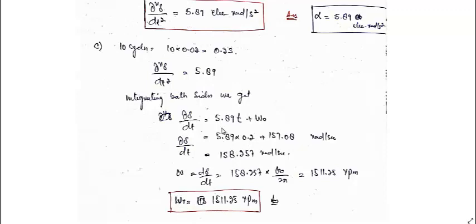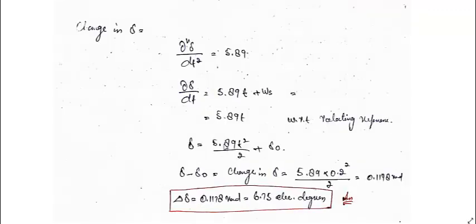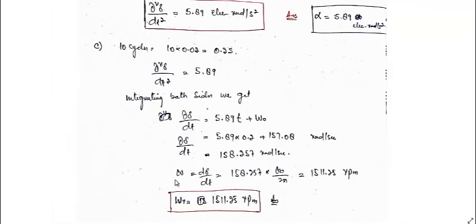Change in delta will not be this. This will be the differentiation of delta. Change in delta will be delta minus delta naught. We'll come to that. First we'll calculate this. d delta by dt will be equal to 5.89 into 0.2 plus this omega naught.